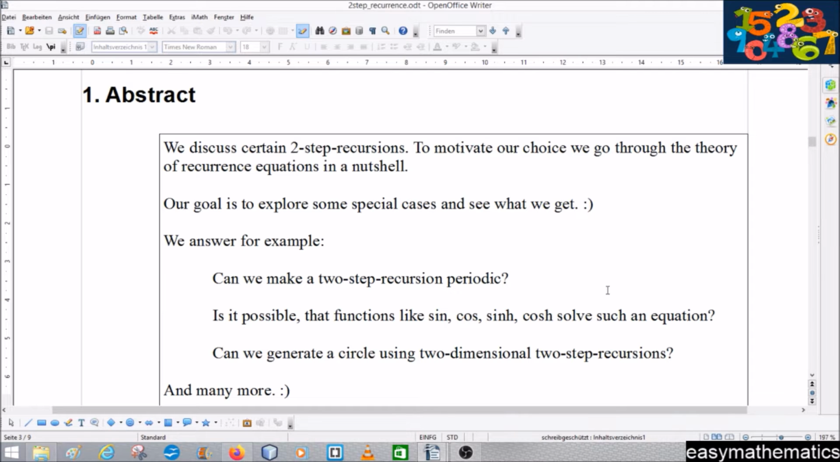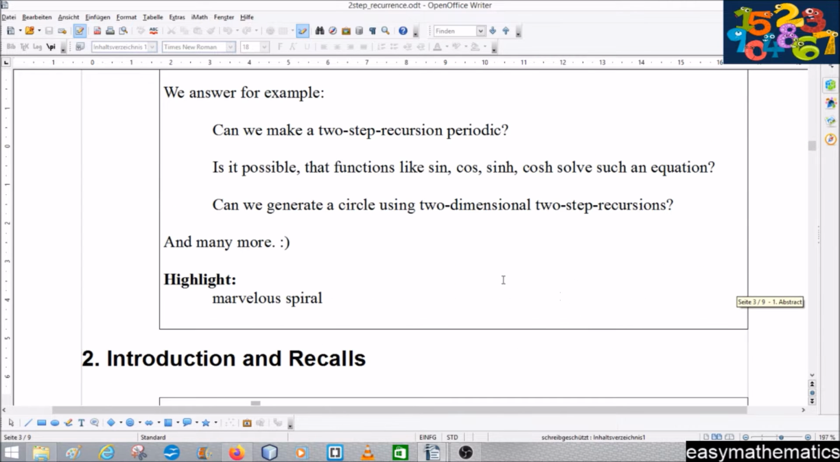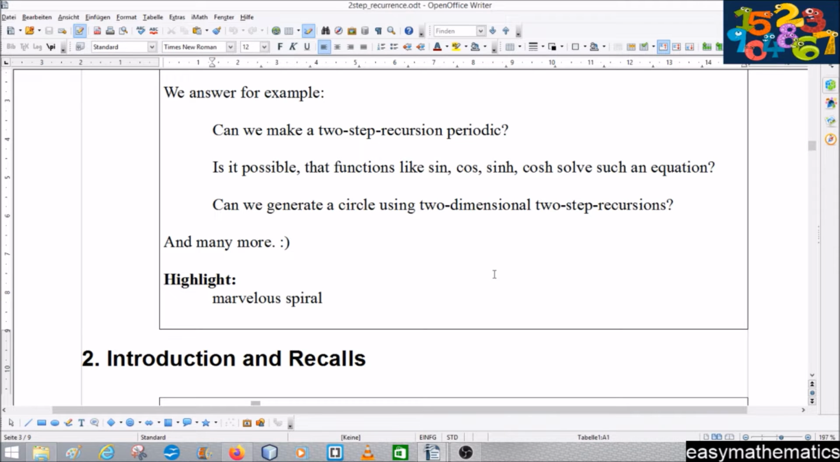and let's see what we get. And as a small highlight, we get a marvellous spiral. This is my small highlight for this video.